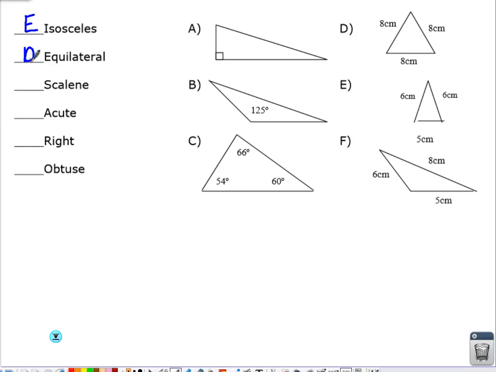Scalene. How many equal sides? None. Which one is scalene? C. Actually, is she right? C and F would both be scalene. We know from experience after these type of problems, if you've got three different angles, you're also going to have three different sides. So C and F are both going to be scalene. Which one's acute? C.